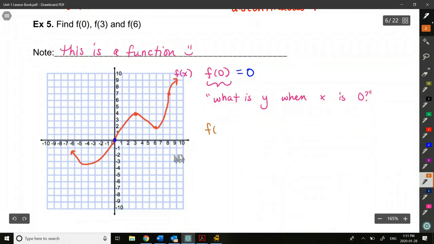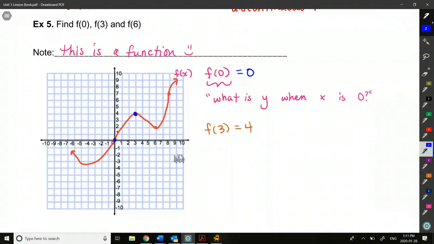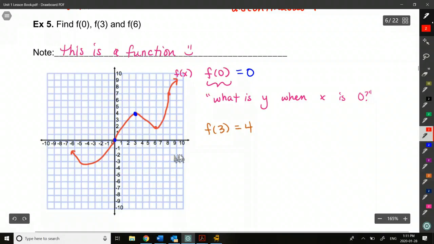Perfect. F at 3. 4. Thank you, Matt. F at 3 equals 4, and you guys can see here on the graph, when x is 3, y is 4. Okay, how about f at 6? 2. That's right. So when x equals 6, y equals 2. So f at 6 is 2.